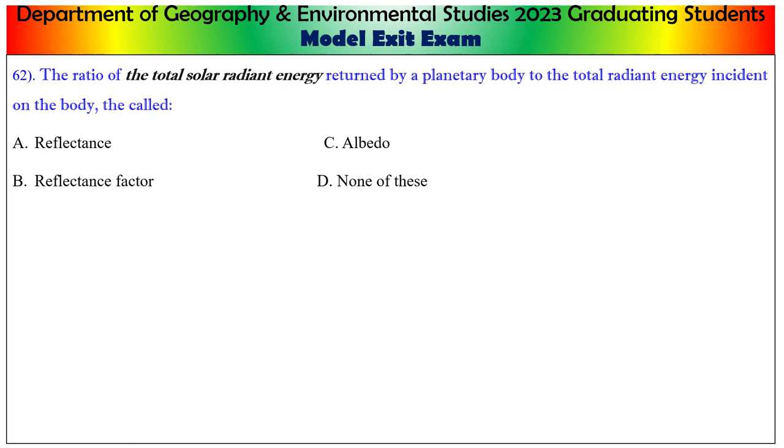I would like to say something about albedo. Albedo is the fraction of light that a surface reflects. Albedo refers to the ratio of total solar radiant energy reflected by the planetary body to the total radiant energy incident on the body. It is commonly expressed as a percentage or a decimal fraction between 0 and 1. 0 is the lowest and 1 is the highest. A higher albedo indicates that a larger portion of incident radiation is reflected, while a lower albedo means the body absorbs more radiation.